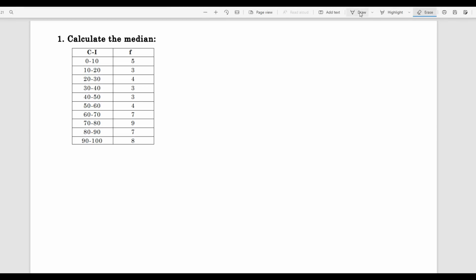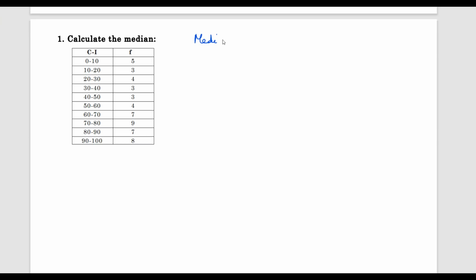Before calculating the median, the first step is we should learn the formula. So do repeat with me: median of grouped data equals L plus (N by 2 minus CF) by F into H. L is the lower limit of the median class, N is the number of observations, CF is the cumulative frequency, F is the frequency, H is the class size.